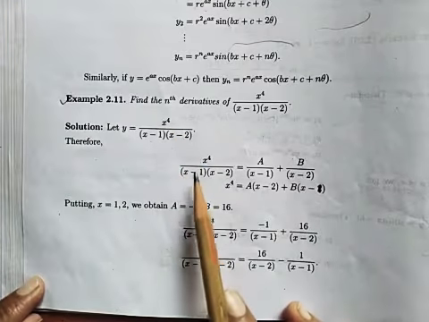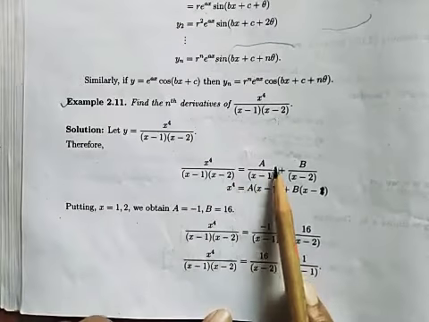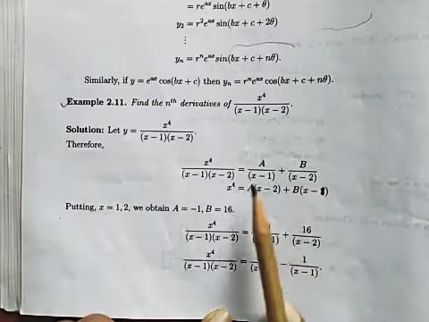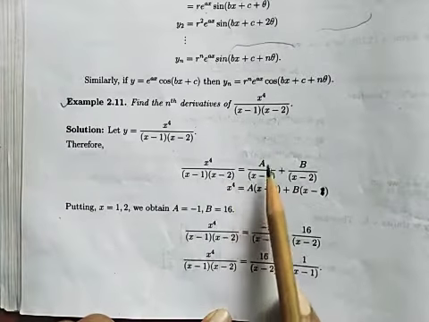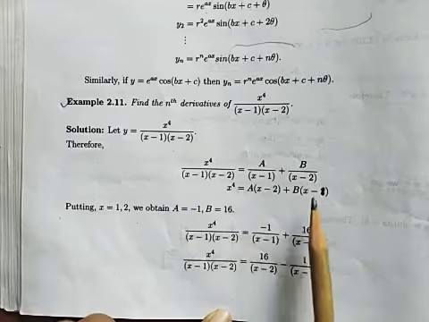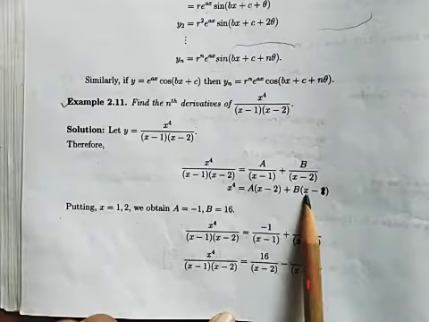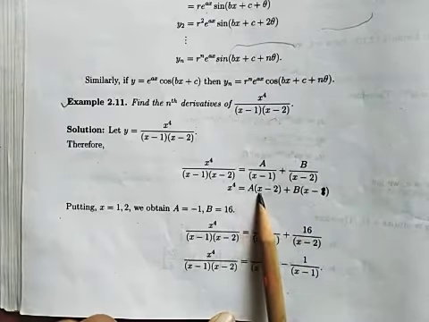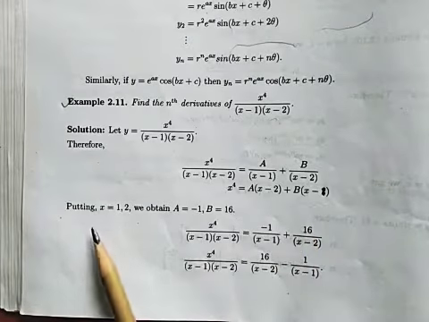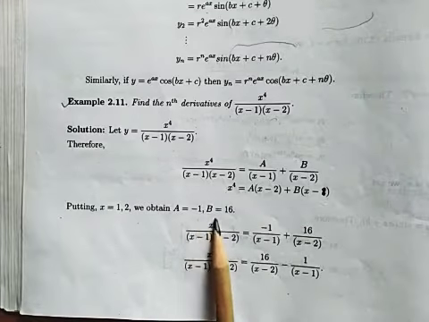So x raised to 4 upon (x minus 1) into (x minus 2). So let us consider it as a upon (x minus 1) plus b upon (x minus 2). So by cross multiplication, x raised to 4 is equal to a into (x minus 2) plus b into (x minus 1). Okay, denominators will get cancelled. Now by putting x is equal to 1, we get value of a, and by putting x is equal to 2, we get value of b. So putting x is equal to 1 and 2, we obtain a is minus 1 and b is 16.